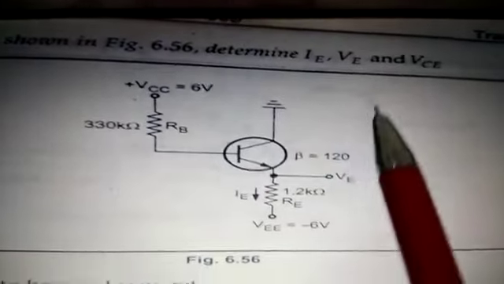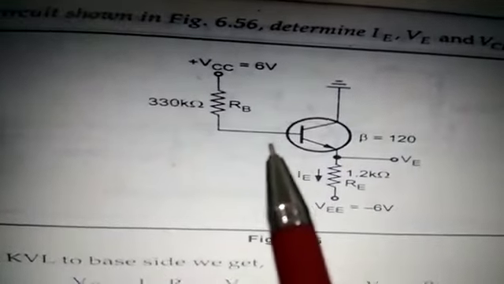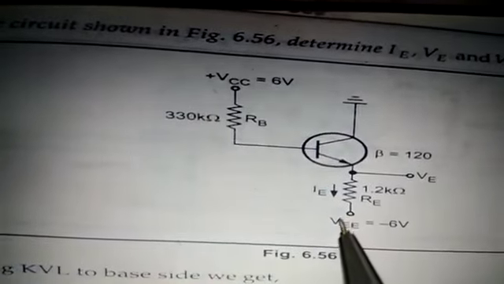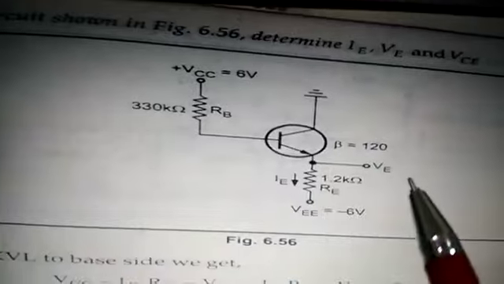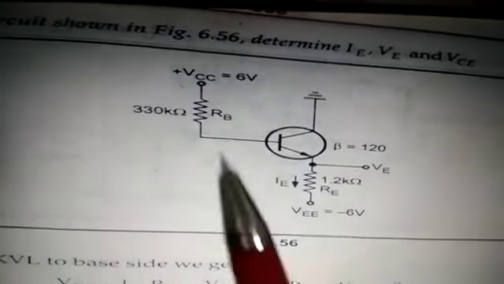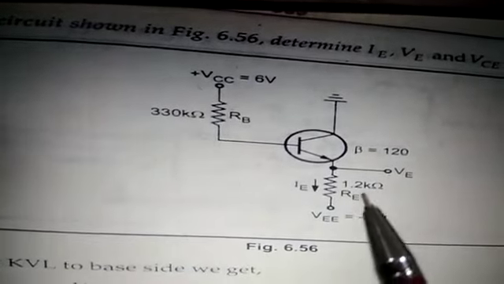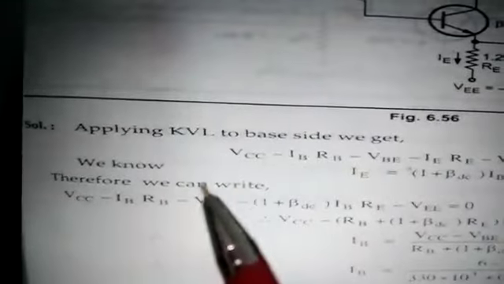And here again you can see another problem. For the circuit shown in the figure below, determine IE, VE and VCE. This circuit is given to you. VCC is 6 volt, RB is 330 kilo ohm, and this is IE, and the collector is grounded, and the output is taken across the emitter. So this is an emitter follower, and the value of RE is 1.2 kilo ohm. VEE is equal to minus 6 volt.